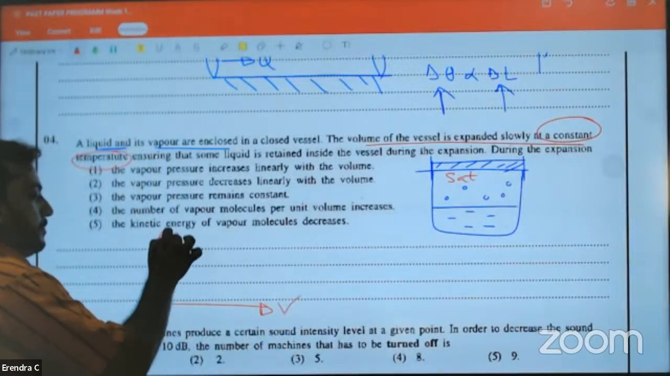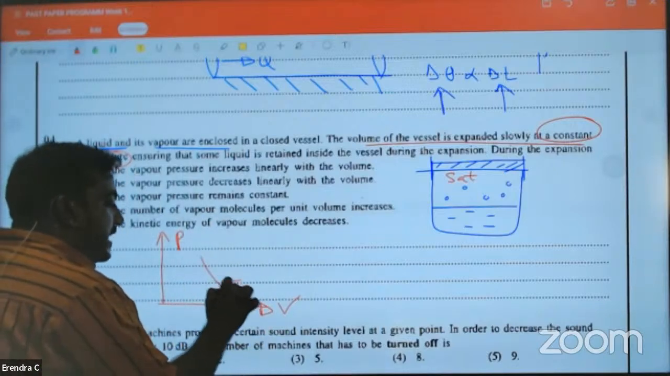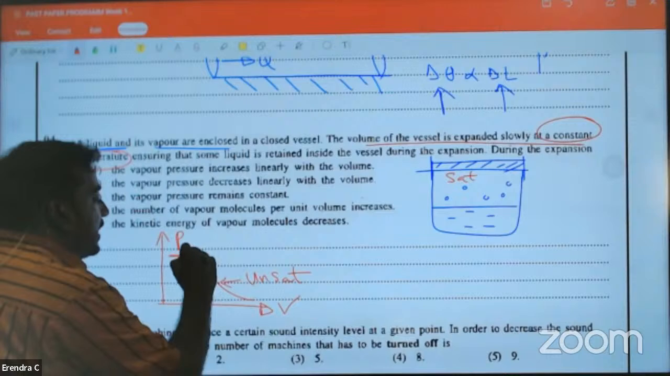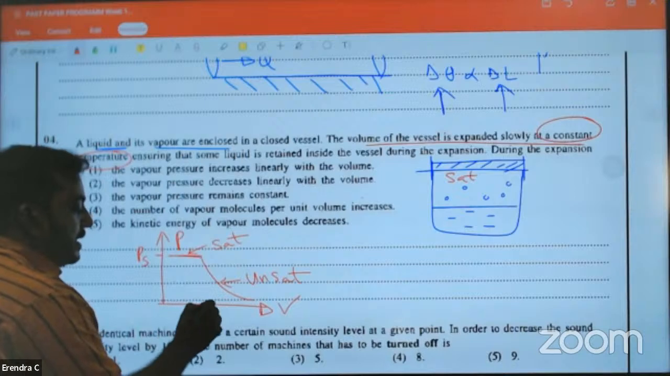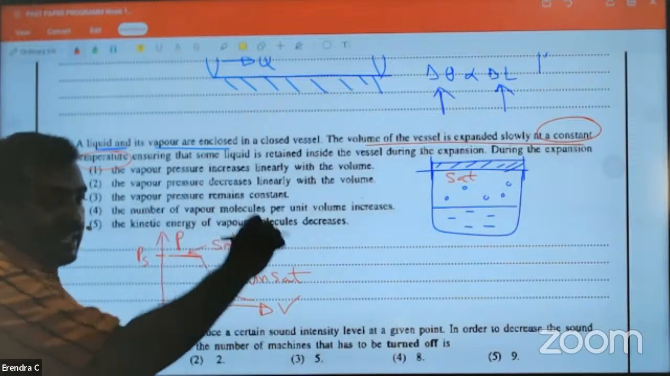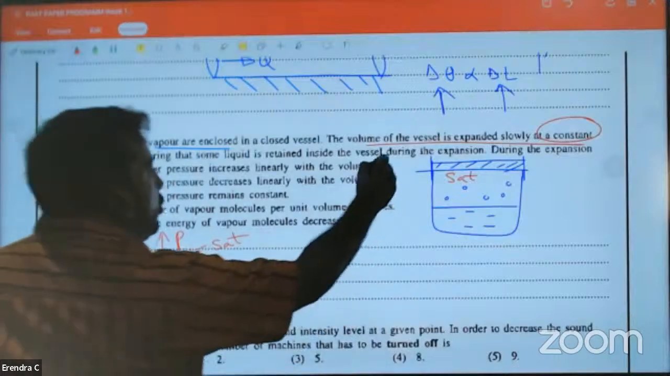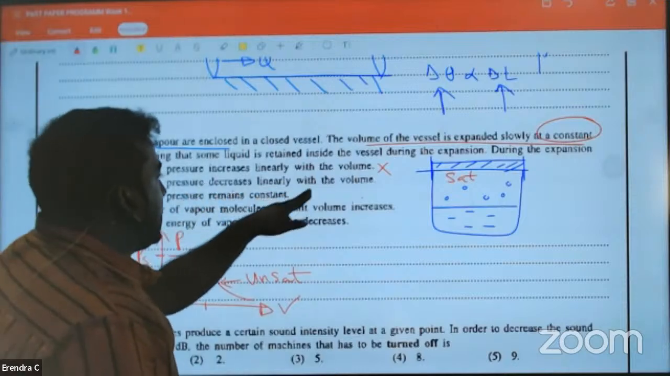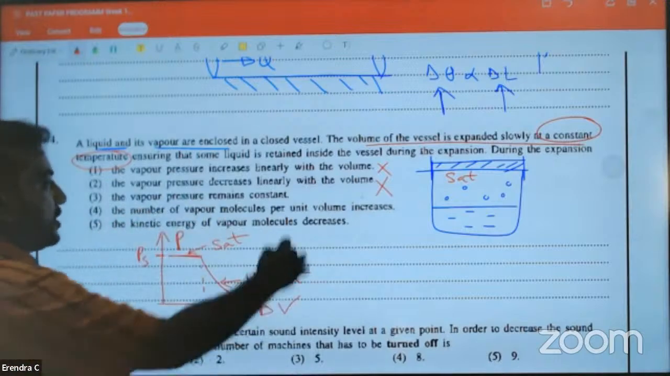PV graph. Wherever you learned, you will learn this. This is unsaturated vapor, which obeys Boyle's law. Saturated vapors do not obey Boyle's law. That means even if the volume increases or reduces after saturation, saturated pressure will not change. So, vapor pressure increases linearly with the volume: wrong. Vapor pressure decreases linearly with the volume: wrong. Vapor pressure remains constant: correct.